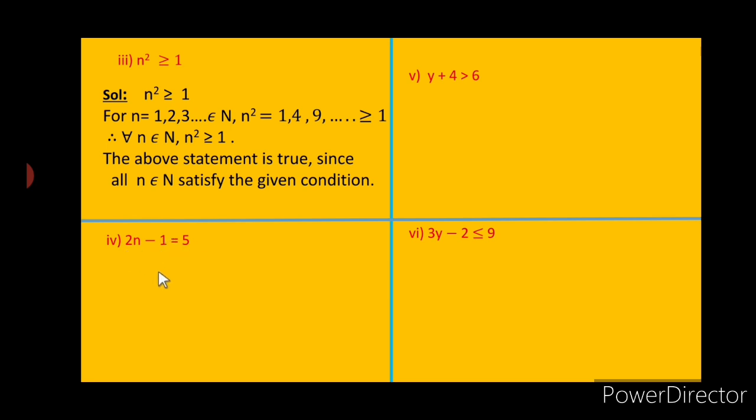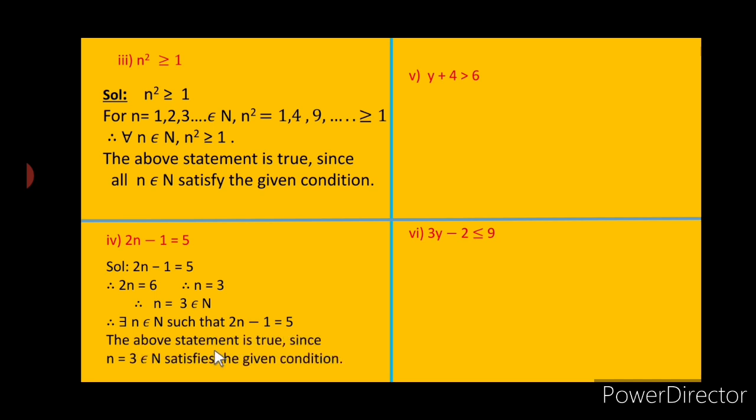Now again take minus 1 on the other side, you will get 2n is equal to 6 or n is equal to 3. Now only n is equal to 3 belonging to natural numbers satisfy the given condition. So we have to use the existential quantifier. So we write there exists n belonging to natural numbers such that 2n minus 1 is equal to 5. And this statement is true since n equal to 3 belongs to natural numbers and satisfies the given condition, correct.